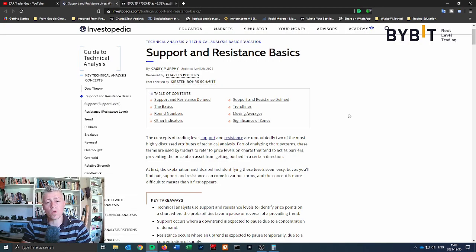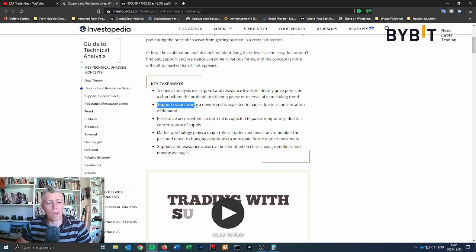I feel it's very important to accurately define what support and resistance levels mean. And I often refer to Investopedia. So I'll put a link in the description to this article so that you can go and read it in your own time, so that you can really cement these terms and the basics of support and resistance and implement them within your trading strategy. I want to highlight the key takeaways.